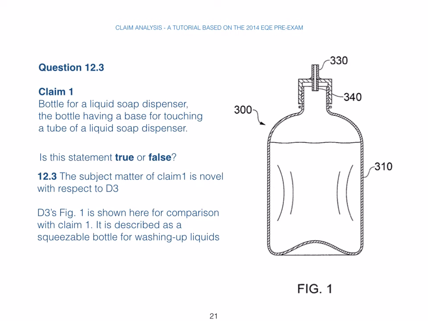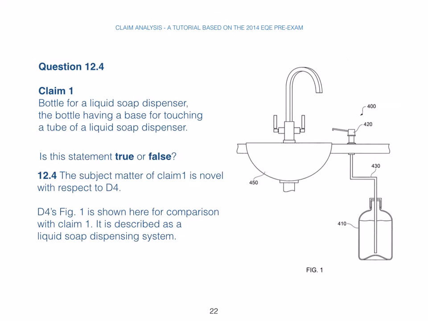D3's bottle is for dispensing washing up liquids. It has a domed base that is far removed from the tube 30. There is no hope whatsoever that the base and the tube can contact one another. So can we say that this bottle is covered by claim 1? How do you answer? True or false? And we will go to the next question.